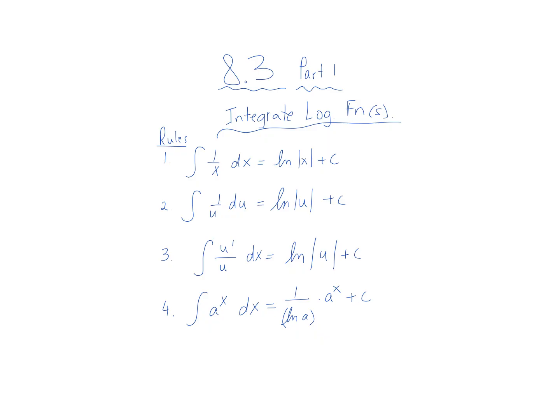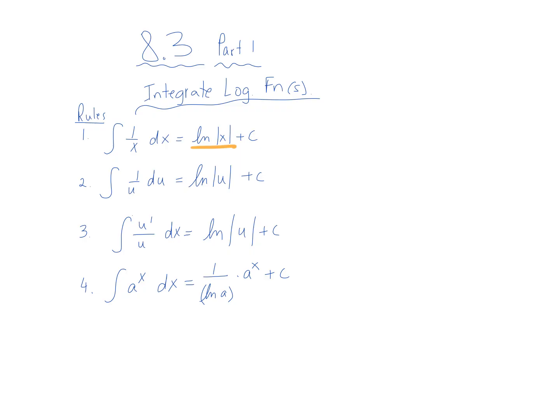So these are our rules. If we have the integral of 1 over x, our answer would be the ln of the absolute value of x plus c, if it's an indefinite integral. 1 over u would be the ln of u, so same idea. We're going to have to use u's. We'll have to use substitution here to help us. If we have the integral of the derivative of u over u, again, that's the ln of u.